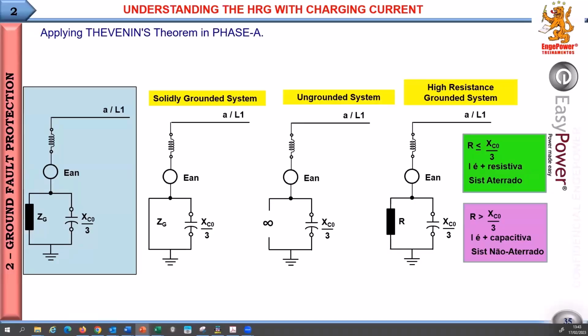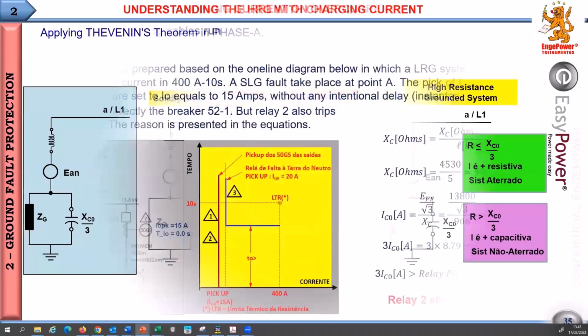The limit between grounded or ungrounded is given by this equation. Okay? Here is a resistive current. The system is considered grounded. Here is a capacitive current. The system is ungrounded. Okay, good.